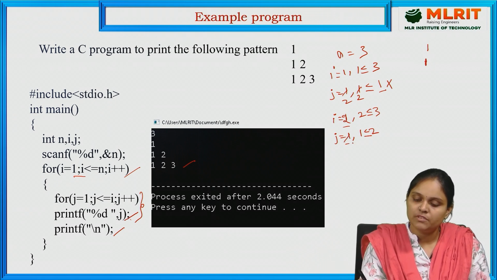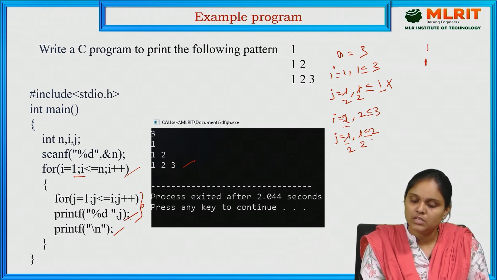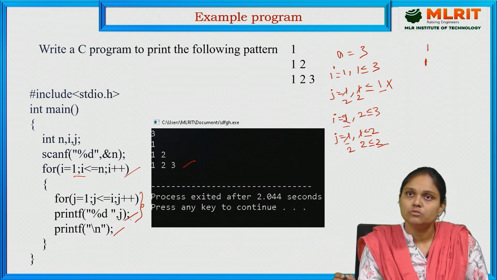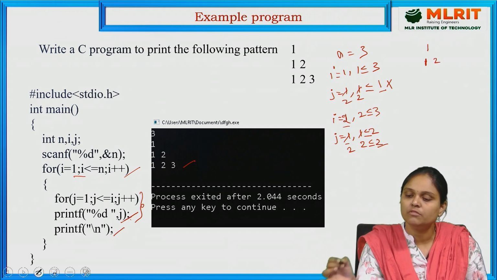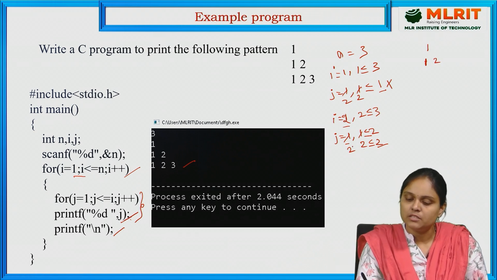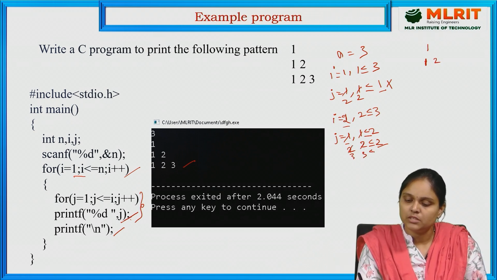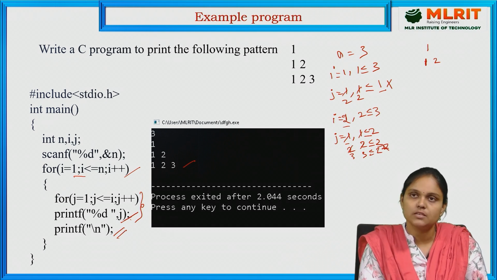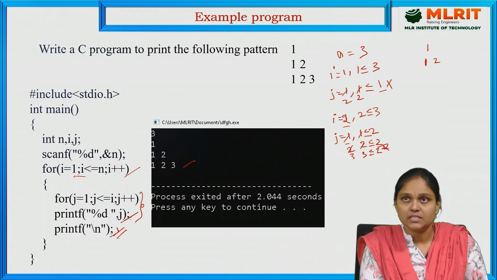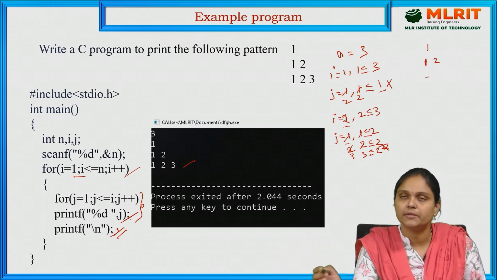And next j will be incremented, j will be equal to 2, 2 is less than or equal to 2, the condition is true. So by using the printf statement we are printing the j value, here it is 2, so the 2 value will get printed. And next j will get incremented, j will be equal to 3, 3 less than or equal to 2, the condition will be false. We come out of this inner for loop, and in the next line we have the slash n, which means the cursor will move to the next line.